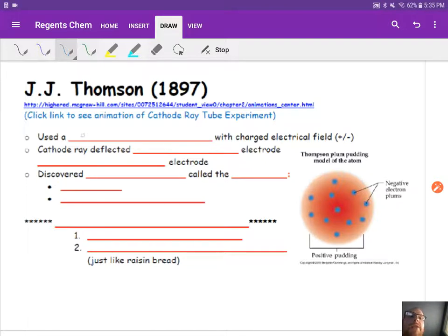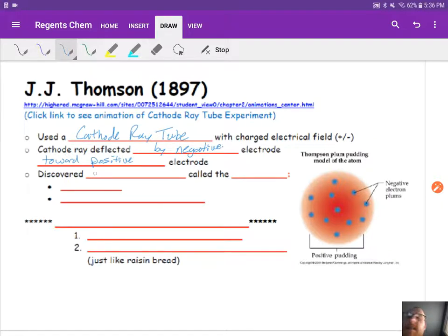But basically, he used a cathode ray tube with a charged electrical field. So he put a positive or negative charge in there. The cathode ray was deflected, and that's the key there, deflected by the negative electrode. So if it was deflected or repelled by the negative electrode, that means it was attracted or it went toward the positive electrode.